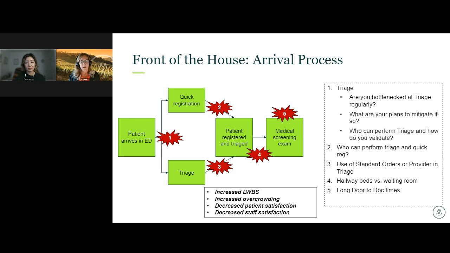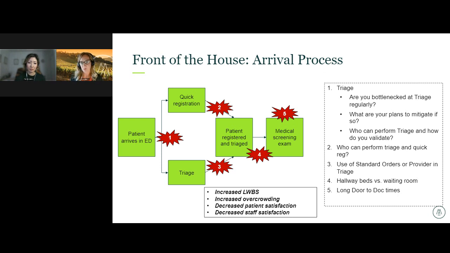So let's talk about standing orders or provider in triage. Some of you have probably seen that. When you have a big surge, maybe you have providers out there that are helping drop orders immediately, doing a quick assessment on a patient or a quick medical screening exam. Perhaps you put standing orders in right away, for example, it's flu season and you have an adult that comes in that has a temp and increased breathing and things like that. Maybe you can drop a flu swab order right away.